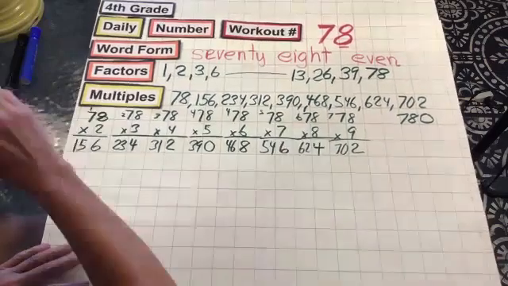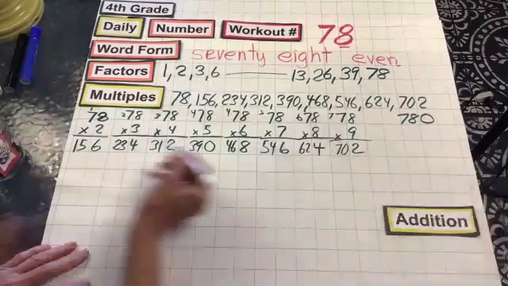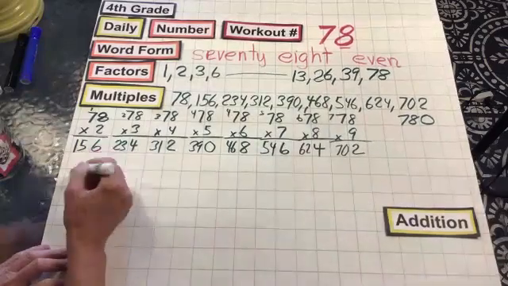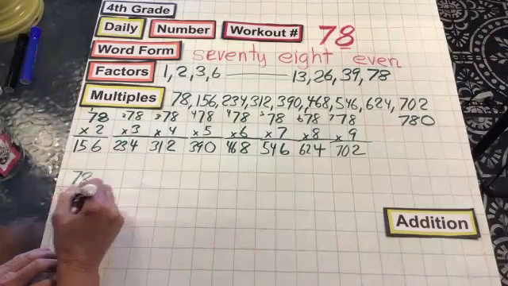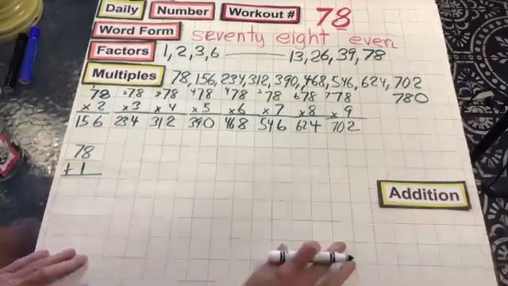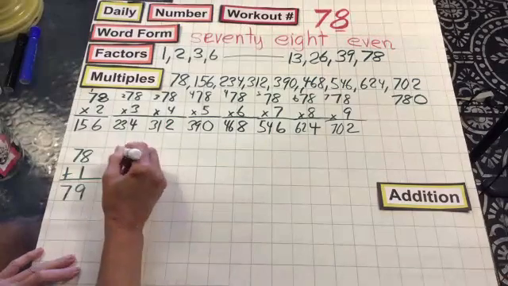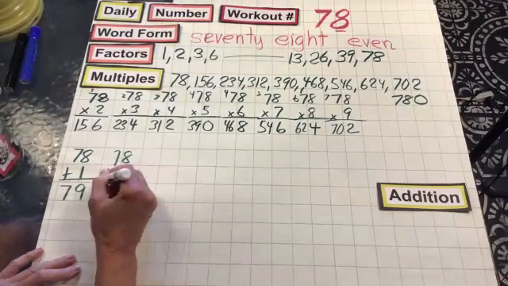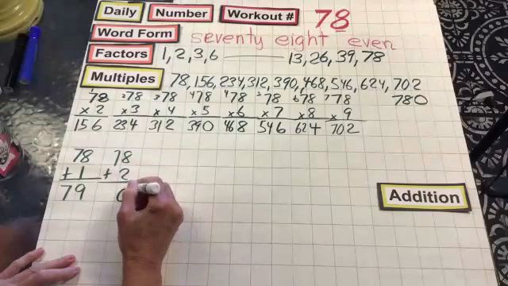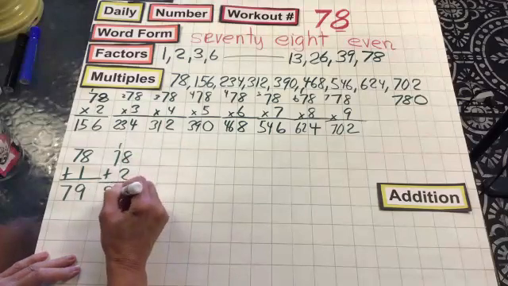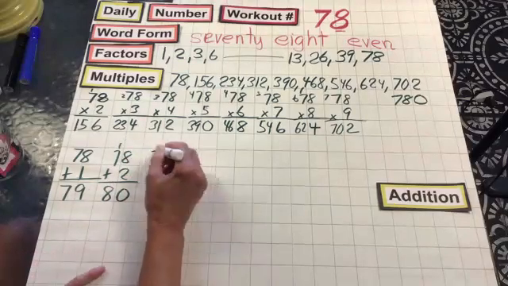Looking good. Let's go ahead and do our addition. So we're going to take 78. I'm going to drop down one and add 1 to it. So 8 plus 1 is 9. 7 plus nothing is 7. 78 plus 2. 8 plus 2 is 10. Drop the 0, carry the 1. 1 plus 7 is 8.